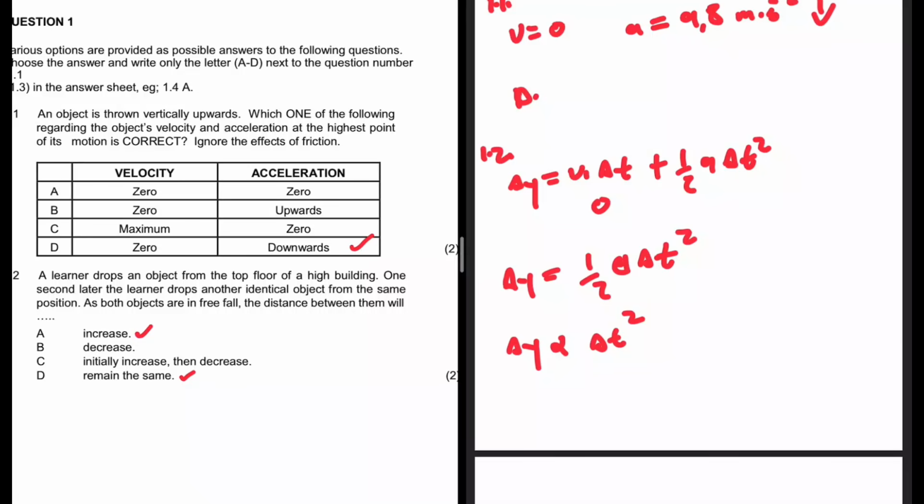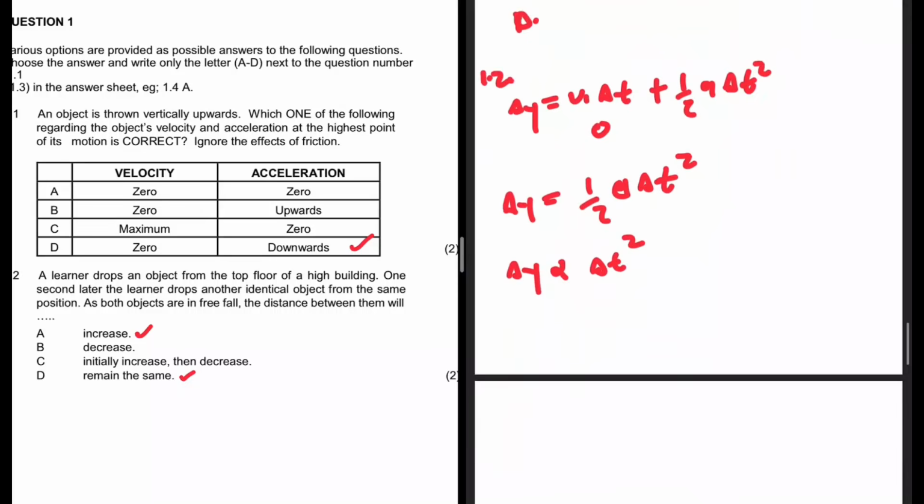So the distance between the two objects would actually increase. That is one way we can reach that conclusion through theory. Another way we can reach that conclusion is through calculation. Let me show you how.